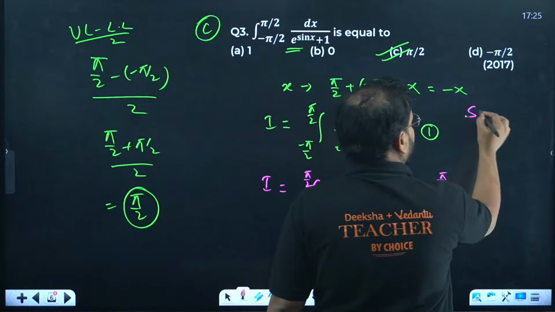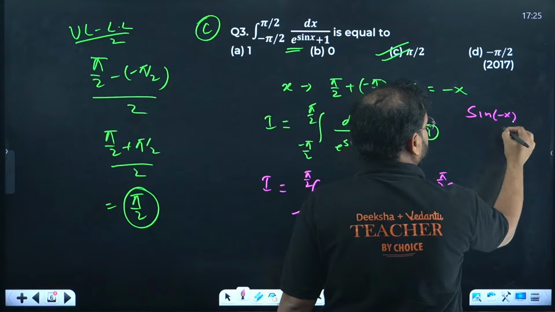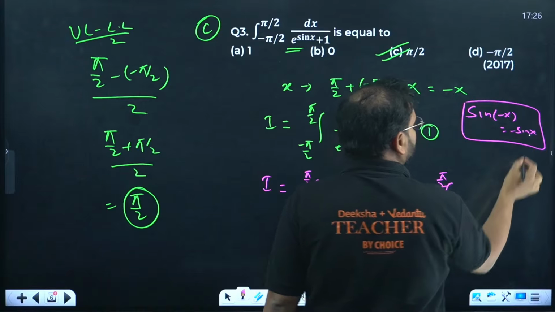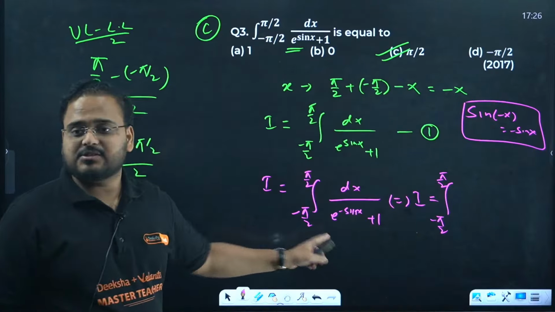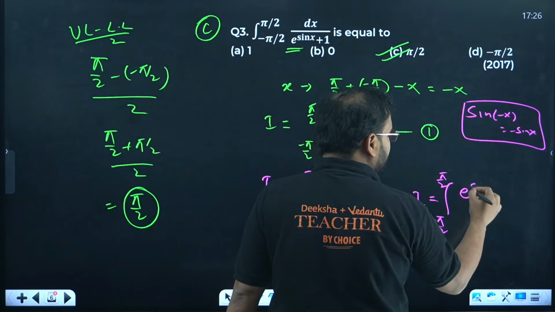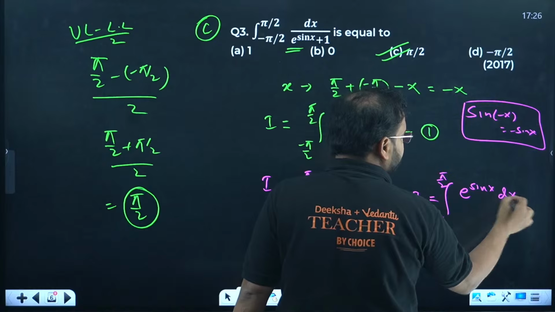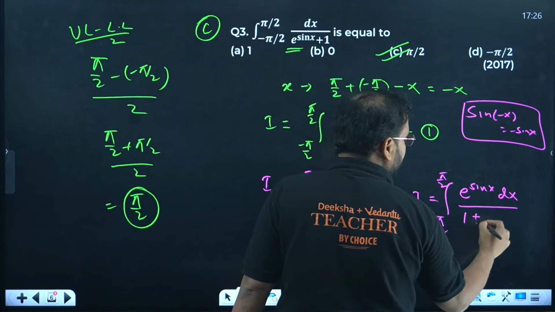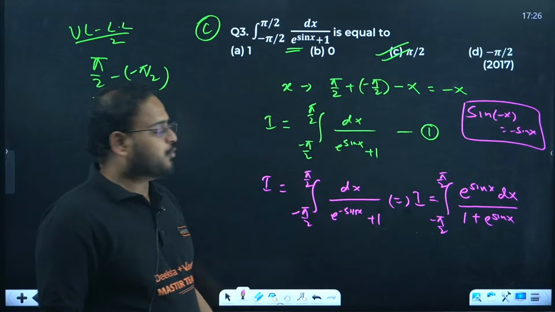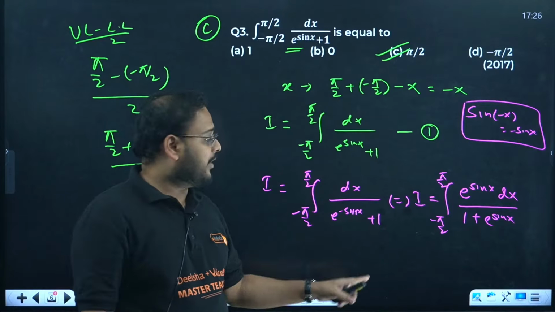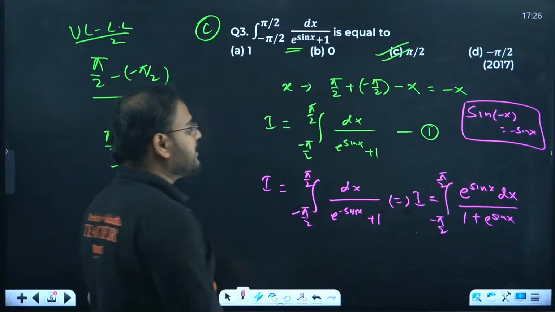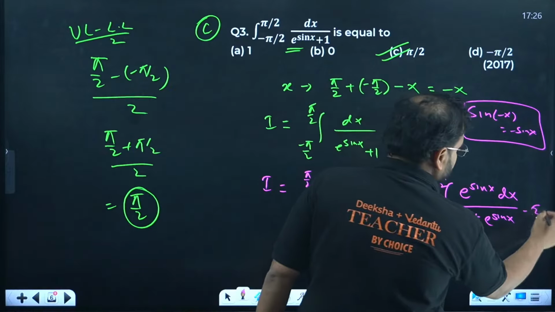Now sine of minus x is what, sir? Minus sin x. Yes or no? Yes. So the power becomes e power minus sin x. Now multiply everything with e power sin x both sides. So we have e power sin x dx over here, and over here we'll have 1 and e power sin x. Because e power sin x into e power minus sin x will become 1, and this will become e power sin x into 1, that's simply e power sin x. This is my equation number 2.